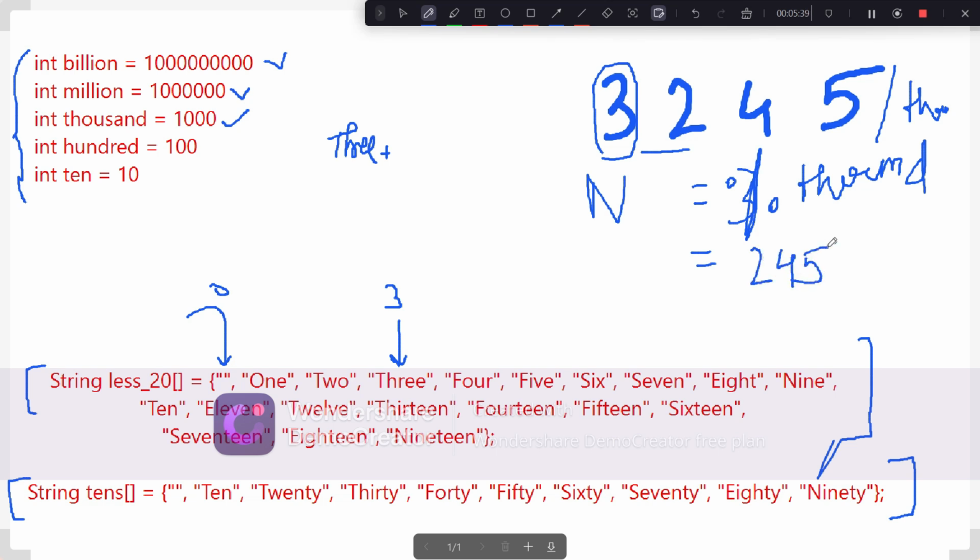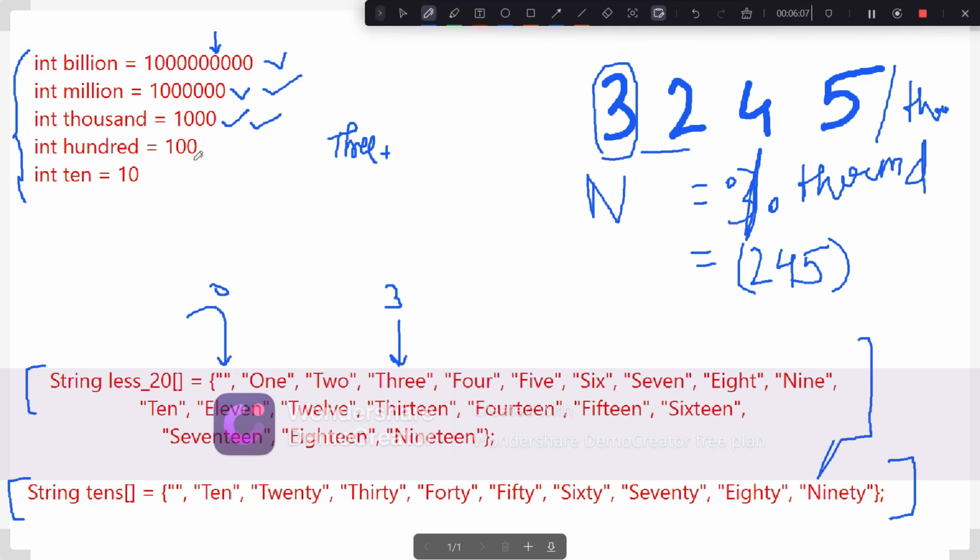Now if again we call this function on this 245, because this is our modified number, we will be writing it in a recursive way. So now again we come with the 245. If we divide with billion, it will give 0, so nothing will come. With million also 0. Even with 1000, this will give 0, so nothing is coming at 0 location. It is a null operation, right?